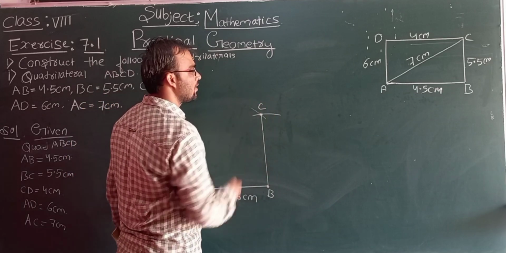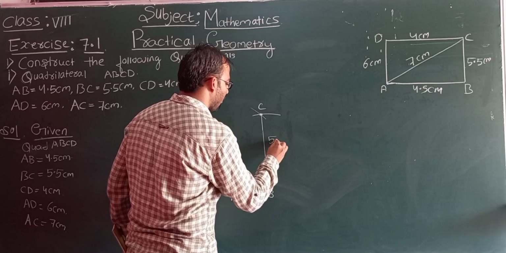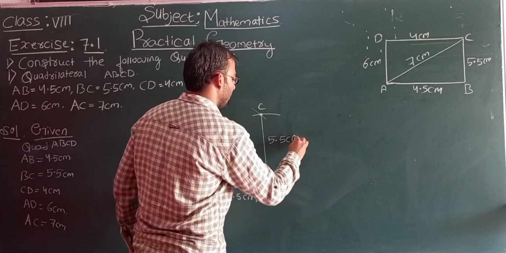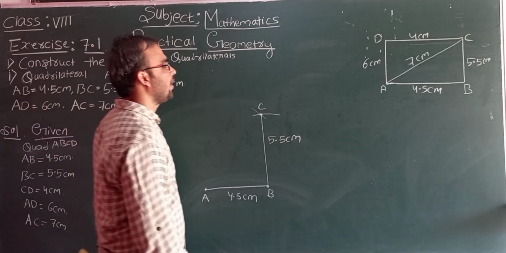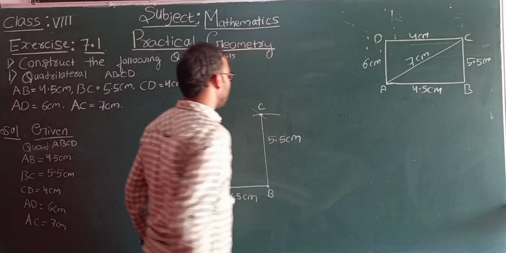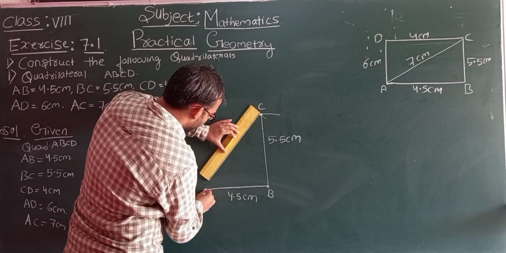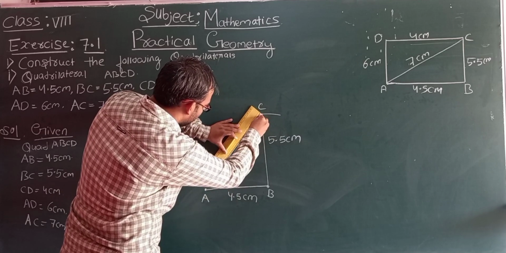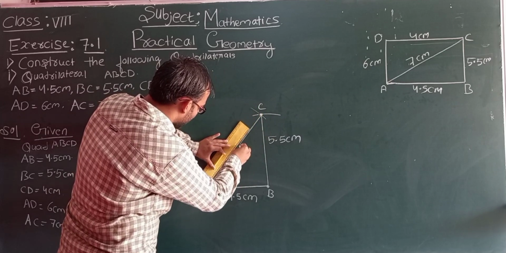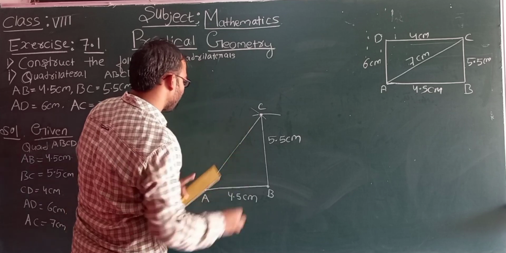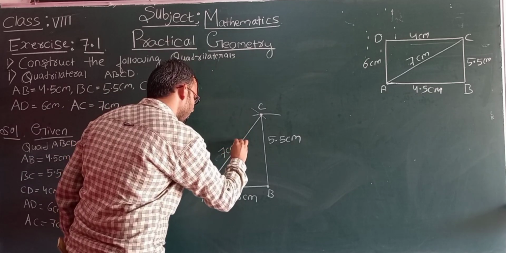Next, look here. So this will be C. This is 5.5 centimeter. Now AC, how much is AC? 7 centimeter. Now join this point, AC. So AC is 7 centimeter.